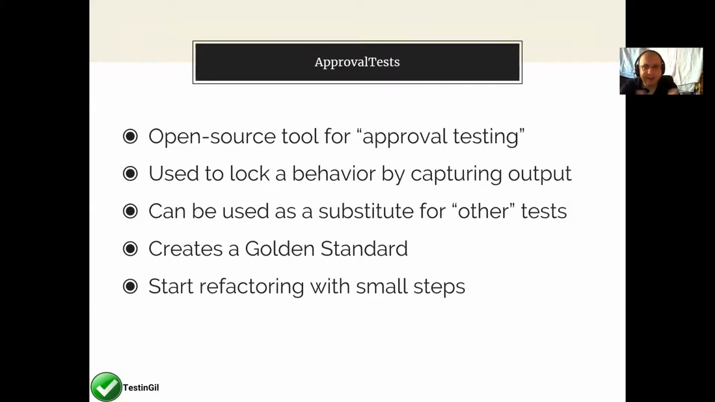Basically, it's a test like any other test, like tests with asserts, but we'll get back to the comparison between these two at the end. What it does is create a golden standard, and we'll see what that means. We keep that standard, and every time we run the test, it compares the output to these golden standards automatically. When it matches, it works. If not, it doesn't. And then we can start refactoring in very small steps, as long as we're not breaking anything.